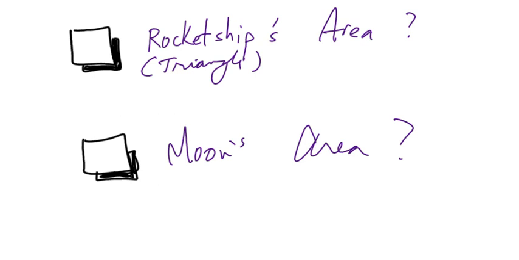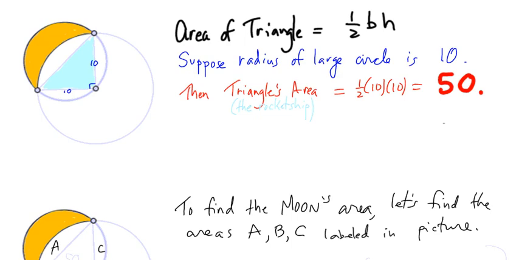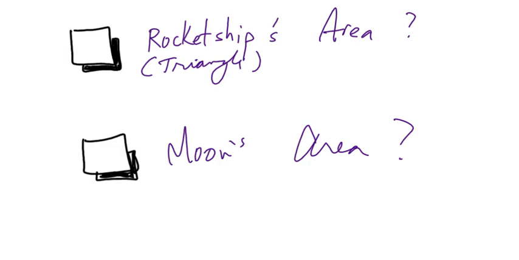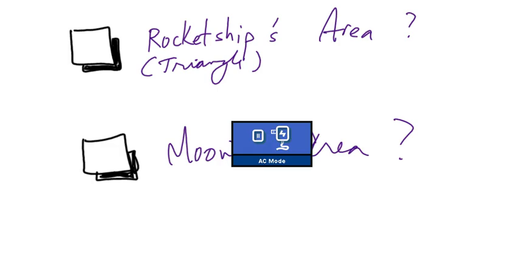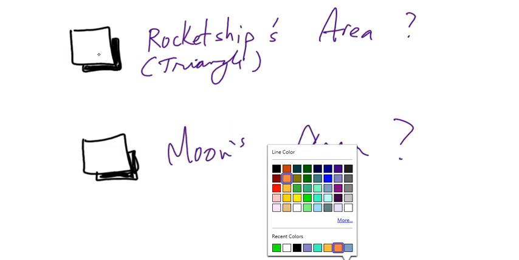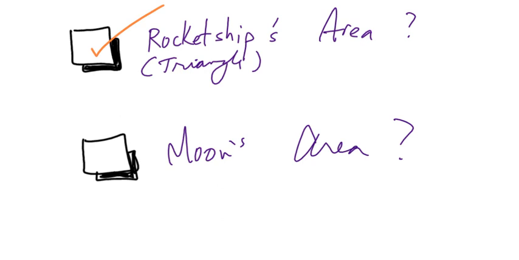So the goal was to find the area of the rocket ship and the moon. We'll start with the rocket ship, that light blue triangle. If we let the radius of a large circle be 10, then the area of the rocket ship is 50. That's done. Now we just need to find the area of the moon.